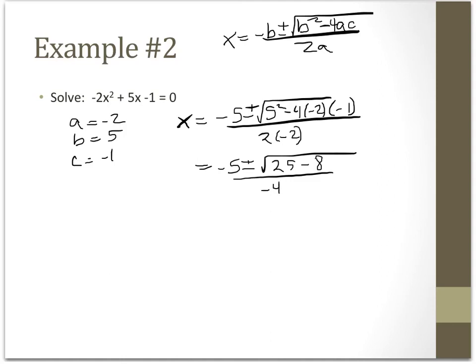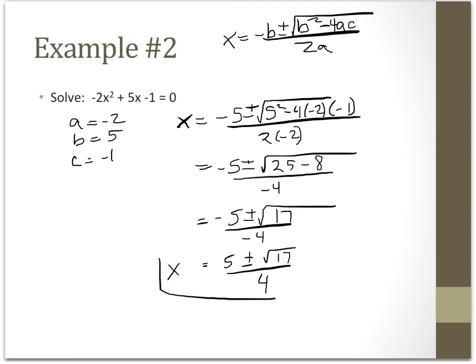So here we have negative 5 plus or minus the square root of 17 over negative 4. So that's 5 plus or minus the square root of 17 over 4. Again, not pretty. 17 is prime though, so we can't simplify it.